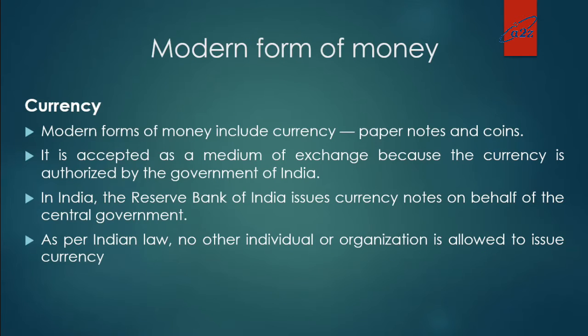Modern form of money. First is currency. Modern forms of money include currency in the form of paper notes and coins. It is accepted as a medium of exchange because the currency is authorized by the Government of India. In India, the Reserve Bank of India issues currency notes on behalf of the central government. As per Indian law, no other individual or organization is allowed to issue currency.